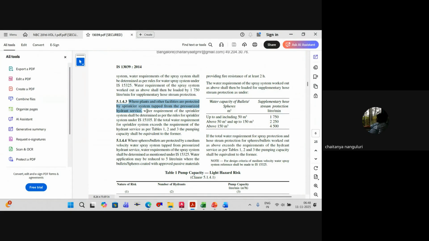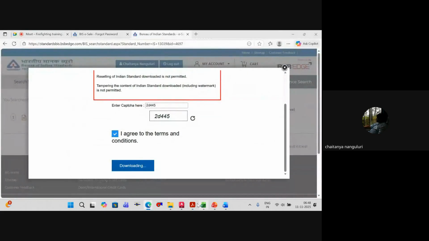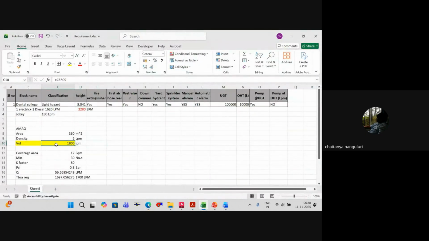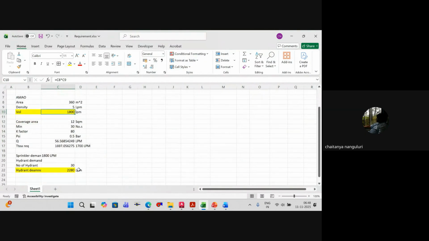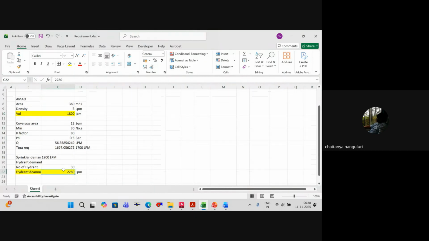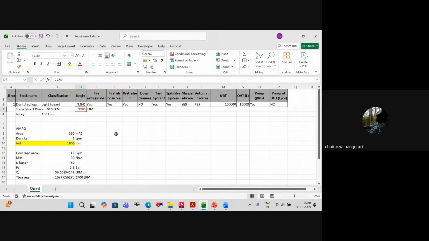Understood or not? Yes, that's what I said. That's the reason I've said it. The pumping capacity, we have to take the highest of the same. So we've got 1800 and this value is 2280, so we have to take the highest. Am I clear? Okay. Now coming to the next one, if you have specific sprinklers and hydrants with separate pumps, whatever we got, according to that only you will refer. Understood?